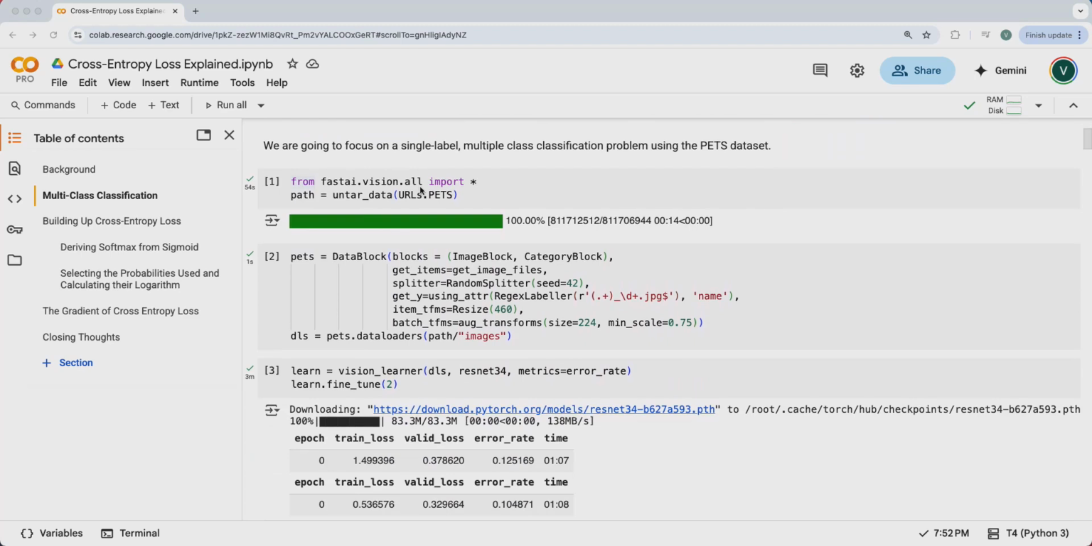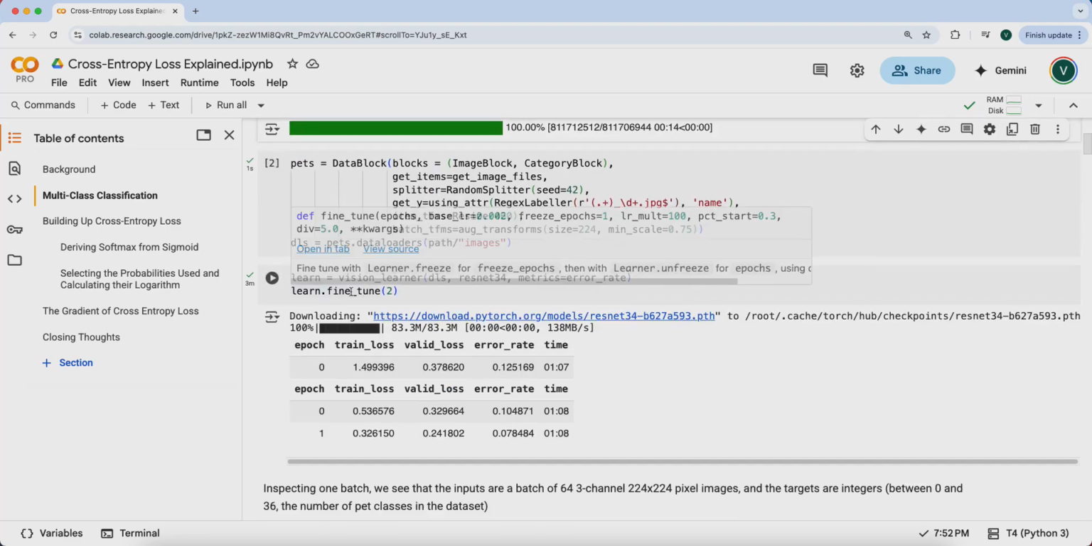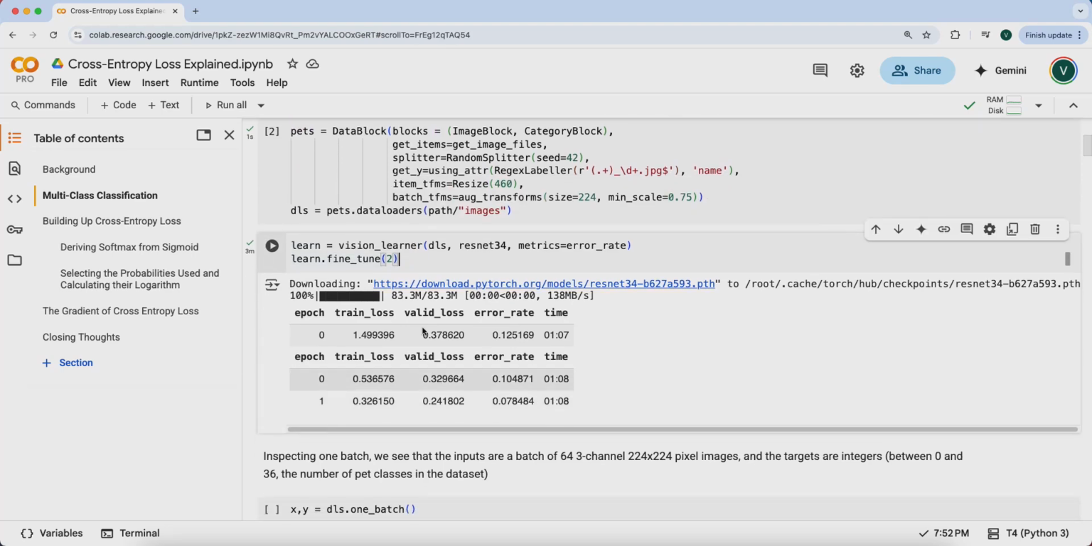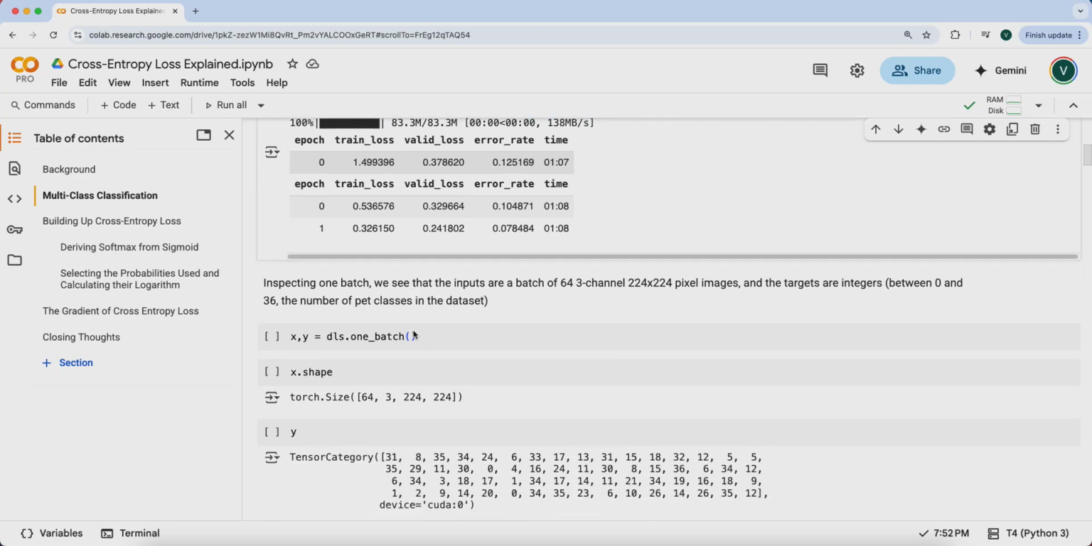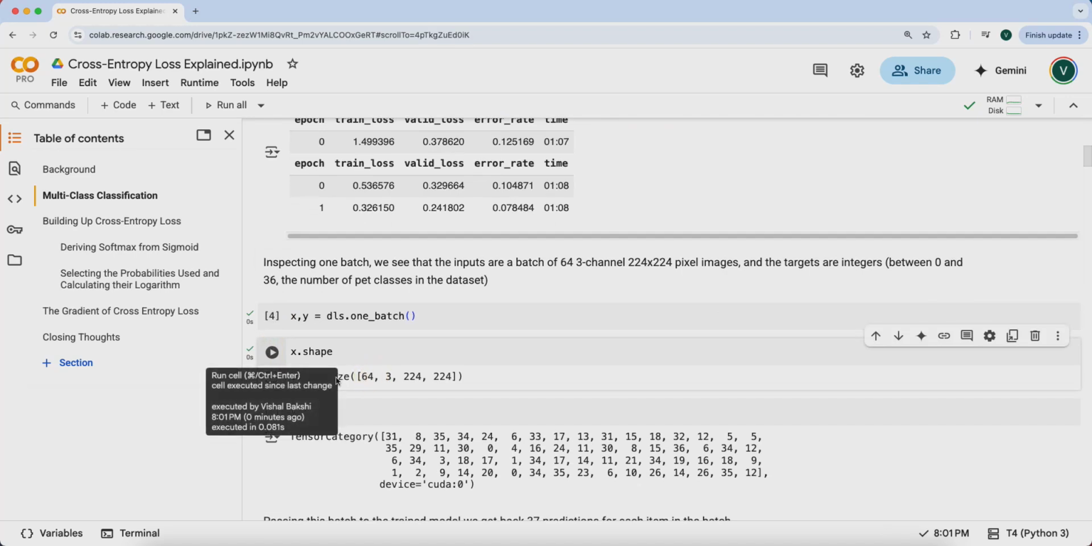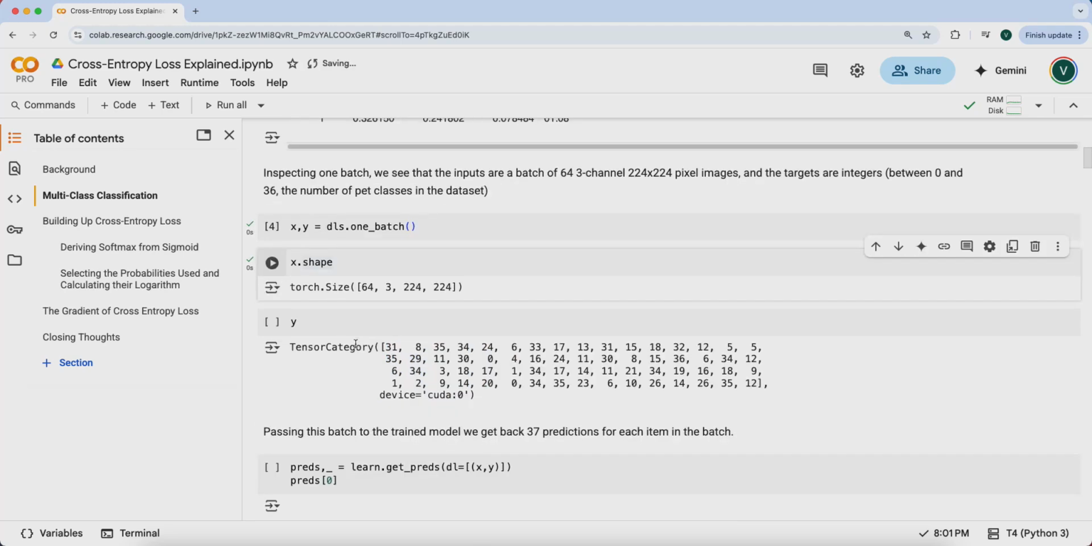We're going to look at the pets data set, which has 37 categories of pets. And I'm fine-tuning it for a couple of epochs, and the error rate goes down to about 8%, just so I can look at some predictions. So I grab one batch from the data loaders. The inputs have a batch size of 64, 3 channels, and 224 by 224 pixels. So these are our images.